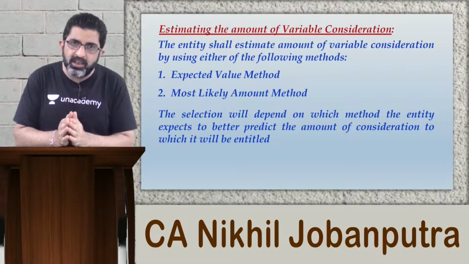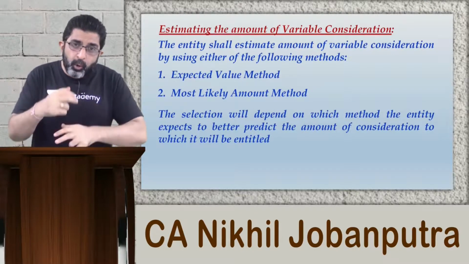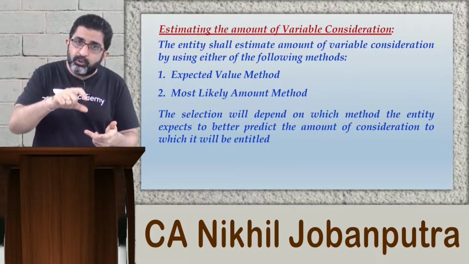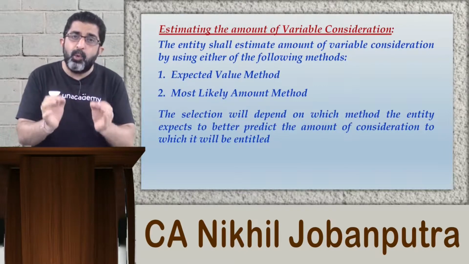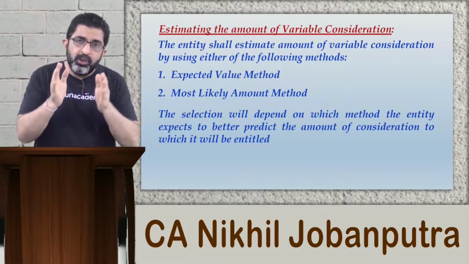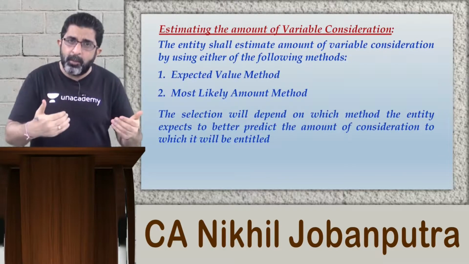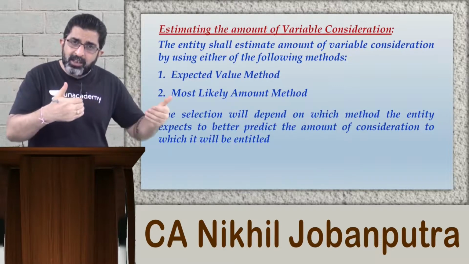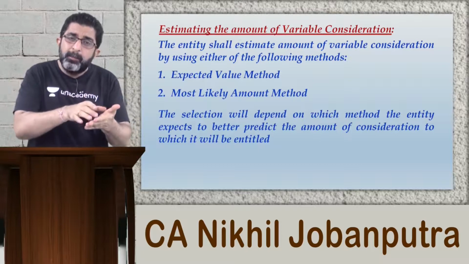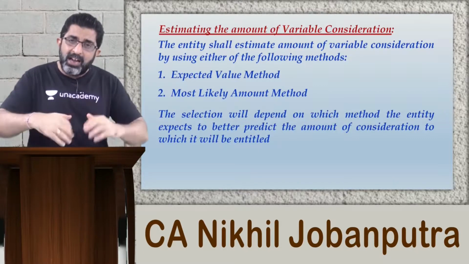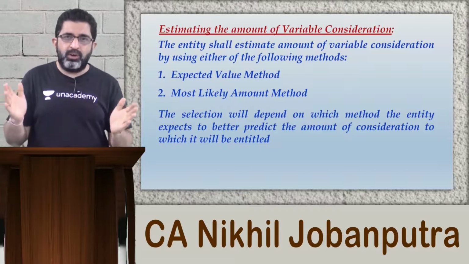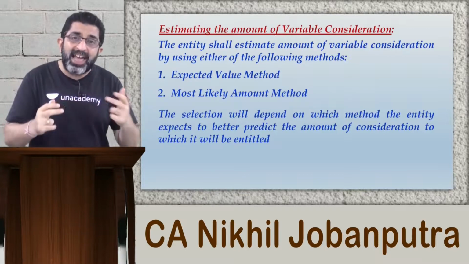So, the point over here is very simple. The approach that will be applied for a situation like this will most likely be the most likely amount approach. So we would assess based on our performance. While the work is in progress, we will assess whether we are going to be entitled to the quality bonus or not. So what is the most likely chance?